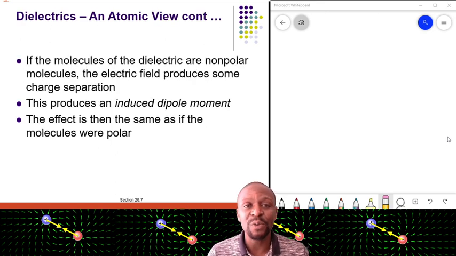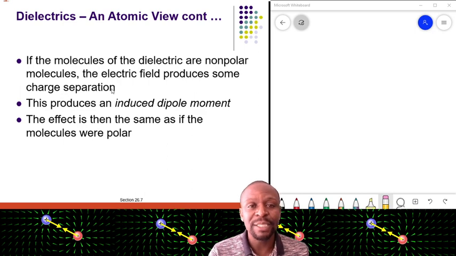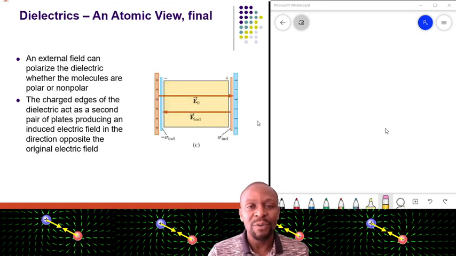As I've stated, if the molecules of the dielectric are nonpolar, the electric field produces some charge separation. This phenomenon is an induced dipole moment. The effect is then the same as if the molecules were polar. For example, from that molecule you are just going to make a capacitor. The dielectric, or insulating material, will add capacitance, because you have positive for one plate and negative for the other, and that molecule will have a capacitor there, because the charges are separated, and as a result you will also have an induced electric field.